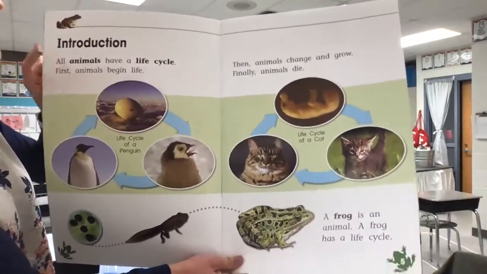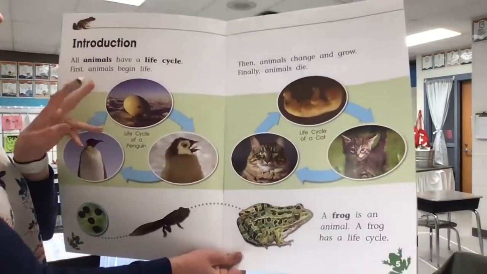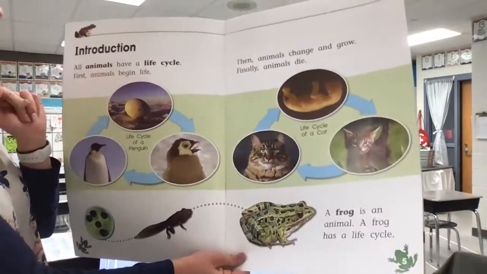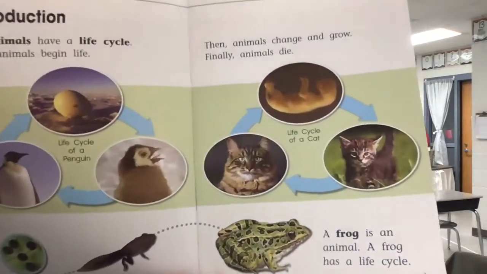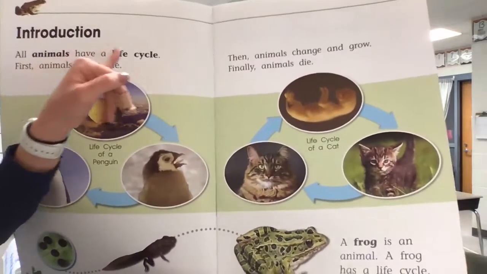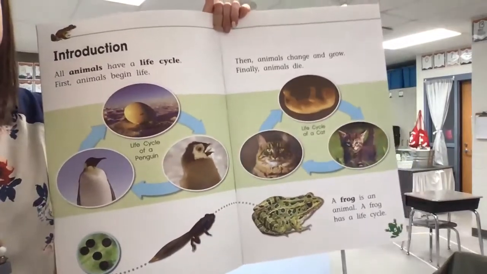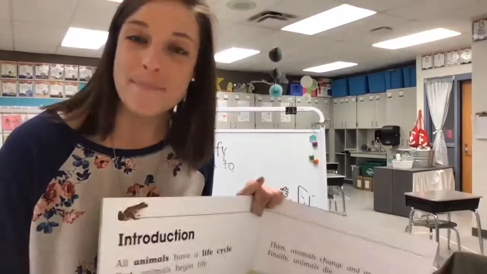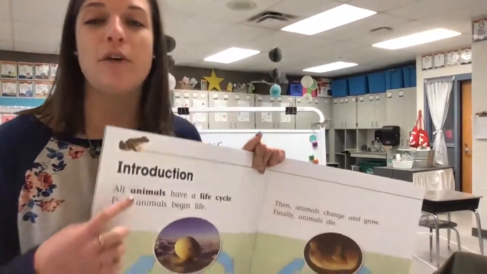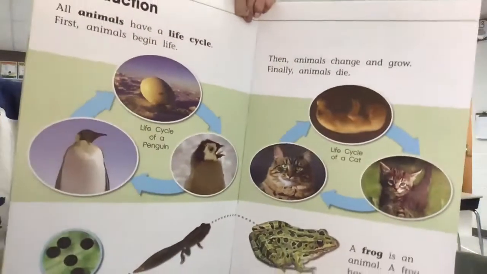It says all animals have a life cycle. First, animals begin life. So there are several things of what I just read. If you look closely, you can see this dark black word right here and right here. Those words are so important. Okay, I had to pause for just a moment to answer the phone, but these two words are important words. That's why they're black, and we'll see more of those throughout.